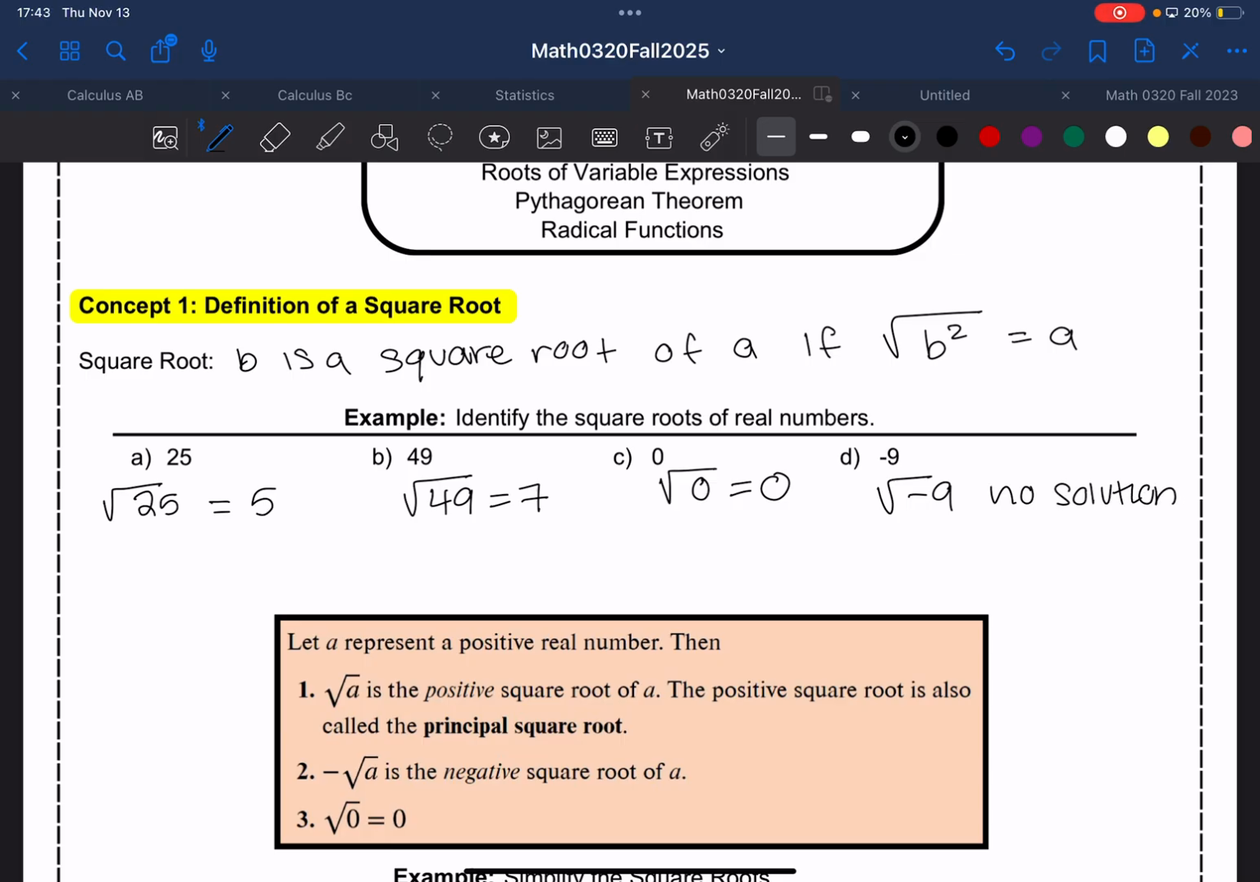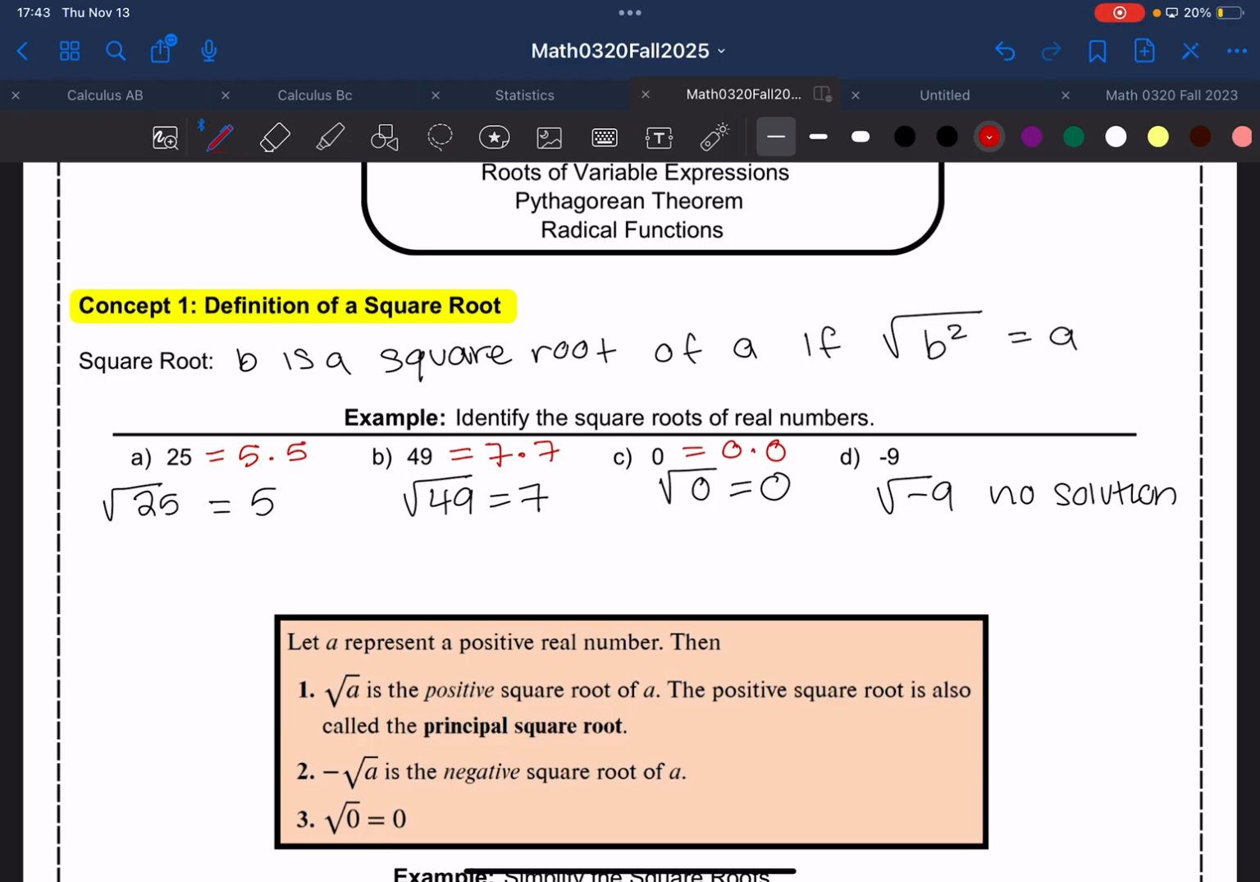So again, you guys are able to do that fairly quickly because you know that 25 is the same as 5 times 5. Okay, just like 49 is the same as 7 times 7, and 0 is the same as 0 times 0. So if we have those repeated values, that tells us it's a perfect square, and we're able to take the square root and get a whole number.